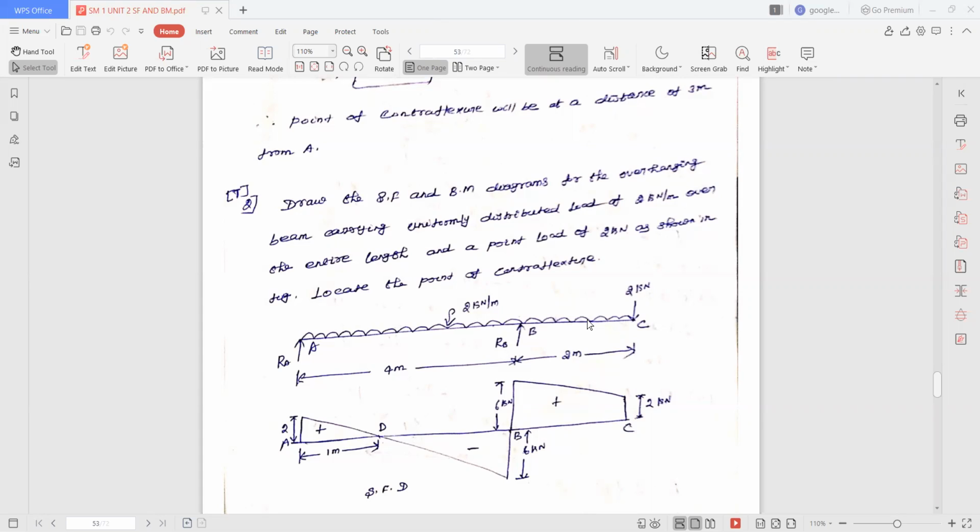beam. So today we will continue the session on how to draw the SFD and bending moment diagram for the overhanging beam.